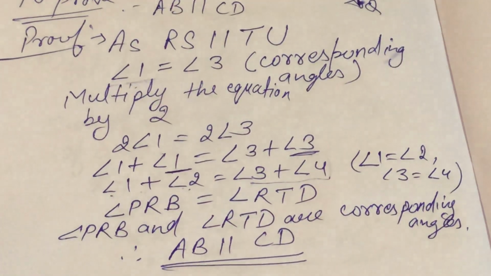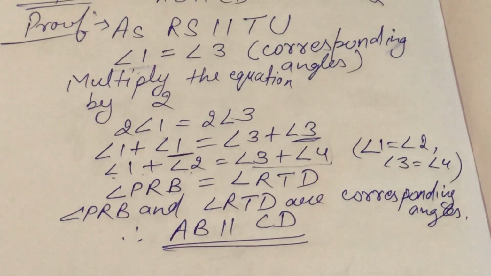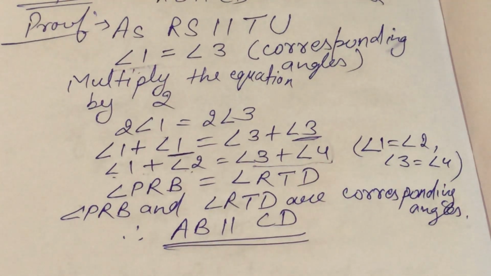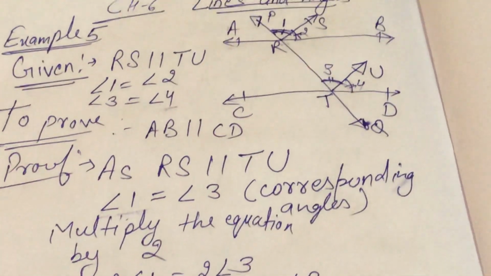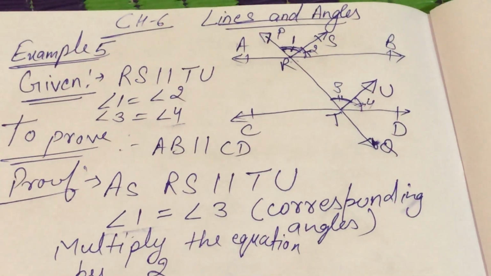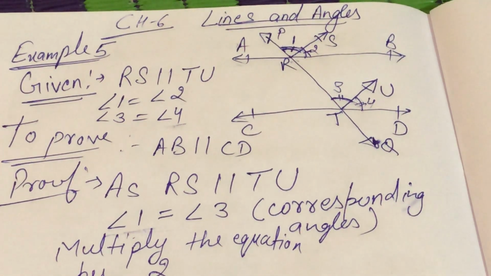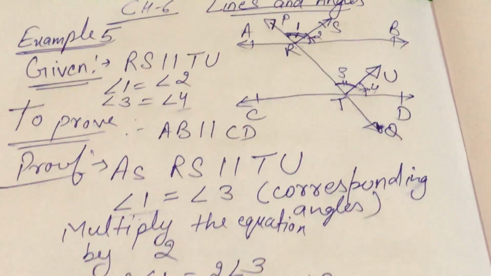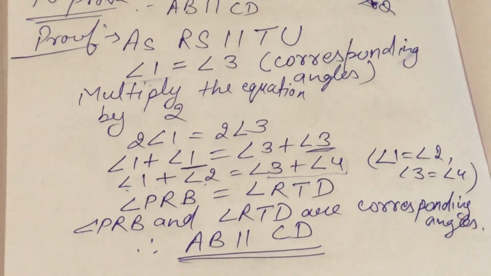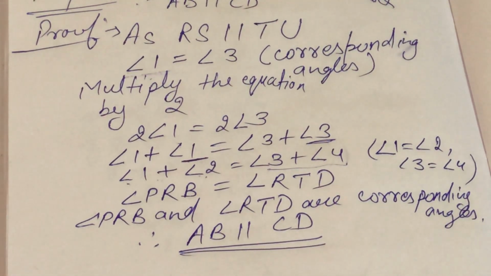AB parallel हो गया CD के. That is the thing we need to do. Okay, try to watch it, try to see it clearly. एक बार और ध्यान से उसको देख सकते हो, ठीक है, एक बार ध्यान से देखना उसको. Try to watch it very clearly. You will be able to solve. ध्यान से देखोगे तो समझ आ जाएगा.